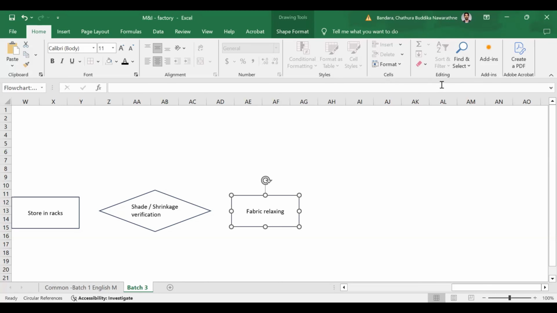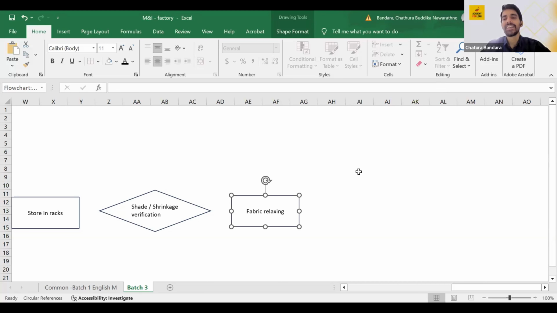So they will select the shades. They will go into our cutting plan, and they will make the marker, and they will release to the warehouse to get the required fabric for that particular view.